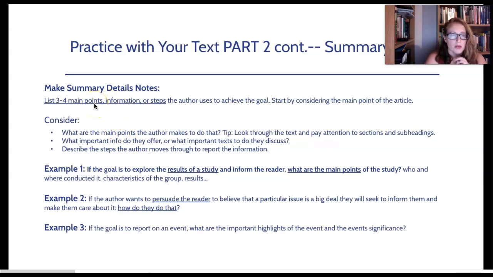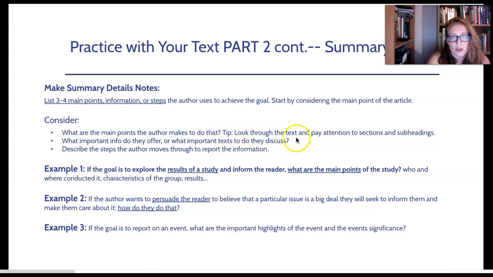The next step is those summary details, the notes for those summary details. So 3 to 4 main points, information, or steps the author uses to achieve that goal. So to report about the event, main details of the event, main details about the study, main reasons that they give to change your mind about something. You have to start by considering, again, that main point of the article. Some things to consider are, what are the main points the author makes to achieve that goal, to defend or explain their main thesis?